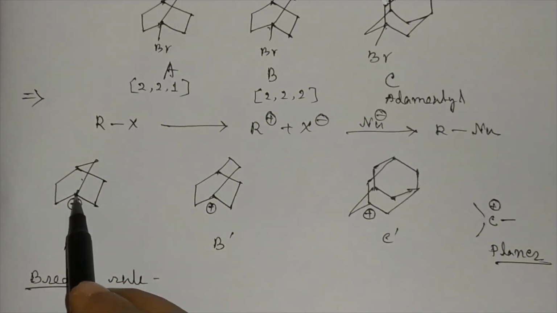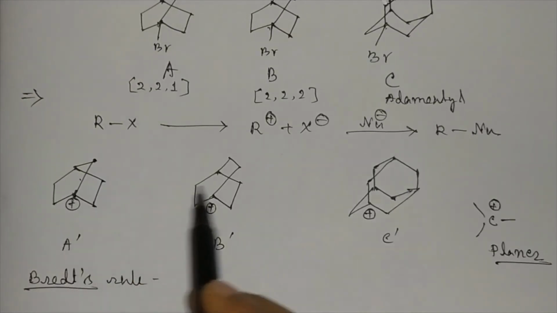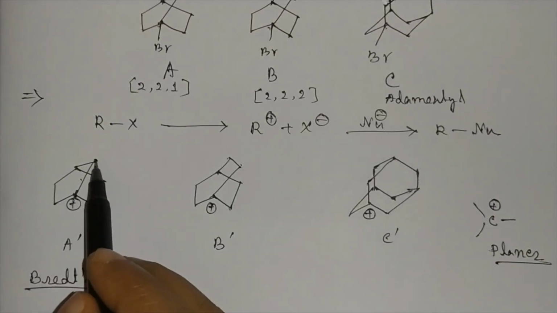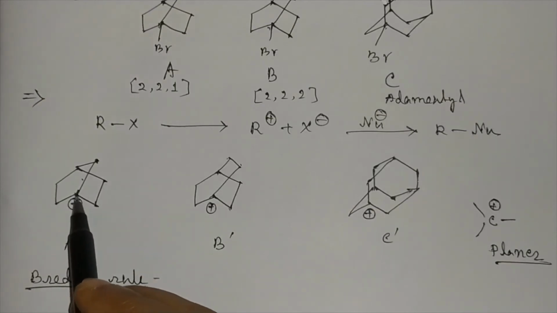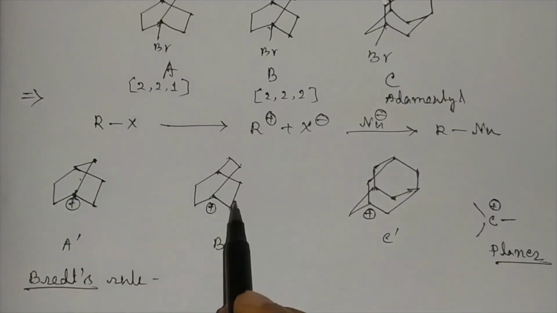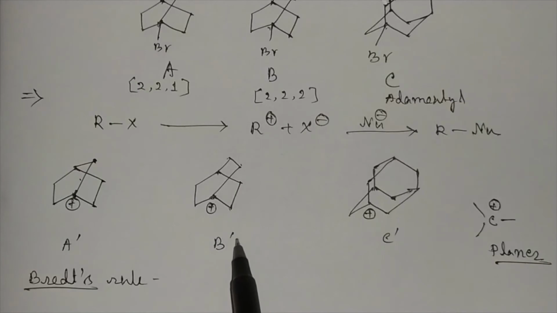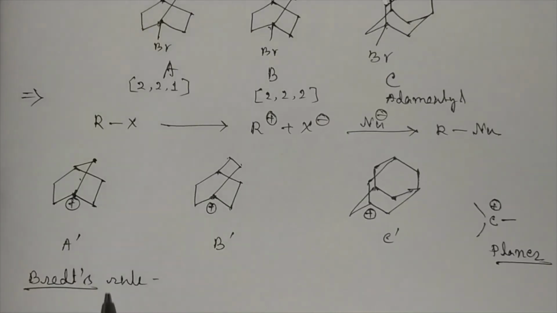In this system, the bridge has only one carbon atom. One is a 2-2-2 bicyclic system, whereas the other is a 2-2-1 bicyclic system. For the 2-2-1 system, it is very difficult to maintain planar geometry at the bridgehead carbon atom, whereas it will be easier to maintain planarity in this carbocation. So B prime will be formed more easily than A prime.